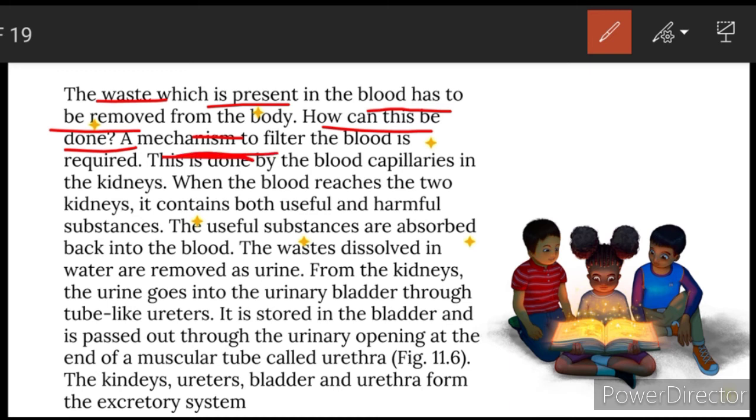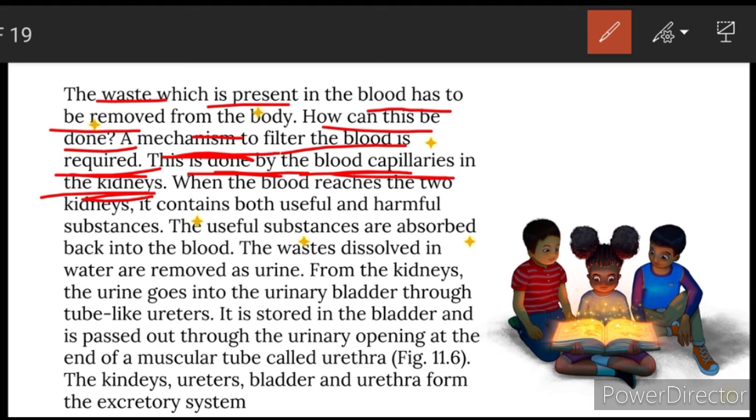A mechanism to filter the blood is required. Now here it goes about mechanism. You need a mechanism to filter the blood. And how actually it is done? So this is done by blood capillaries in the kidneys. So this is done using the blood capillaries in your kidneys.